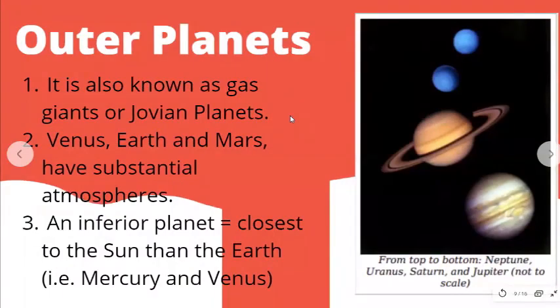The second type is the outer planets. The four outer planets, or gas giants, sometimes also called Jovian planets, collectively make up 99% of the mass known to orbit the Sun.